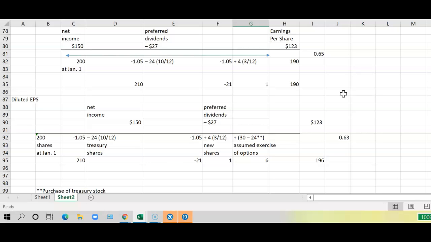Under this method, for stock options, you assume the options are being exercised at the beginning of the year, you take the cash you receive, and the assumption is you would buy back shares at the market price. So that's why 30 million shares would be issued, but they would purchase back 24 million at the market price. So the potential outstanding would be 6 million for the entire year.